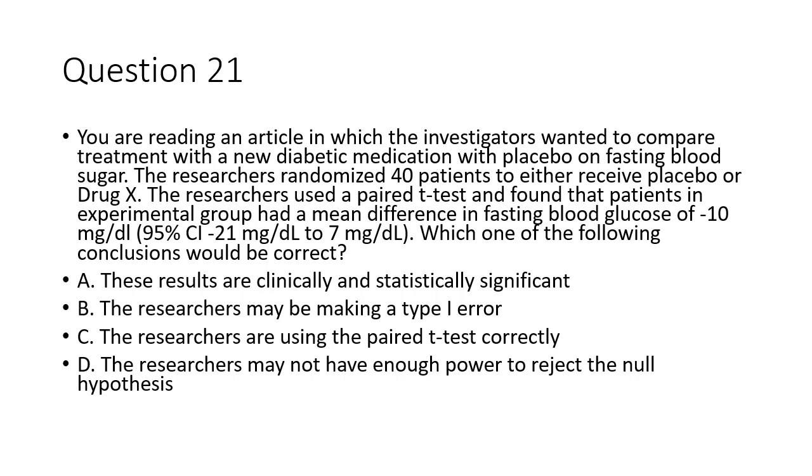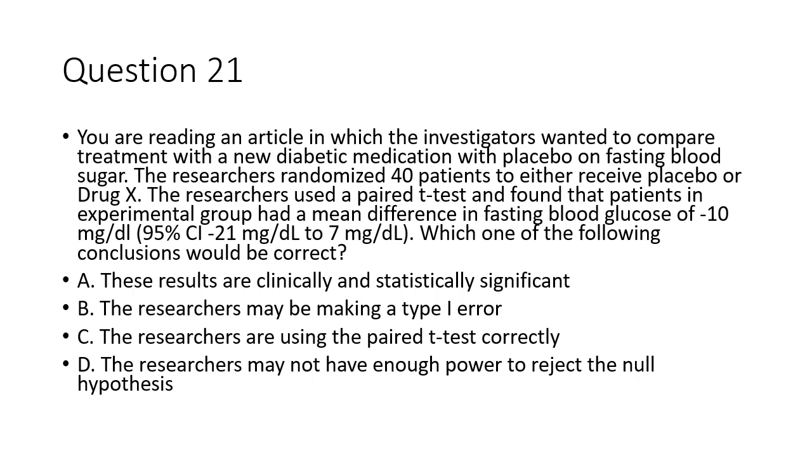So, question 21. You were reading an article in which the investigators wanted to compare treatment with a new diabetic medication versus placebo on fasting blood sugar. The researchers randomized 40 patients to either receive placebo or drug X. The researchers then used a paired t-test and found that the patients in the experimental group had a mean difference in fasting blood glucose of negative 10 milligrams per deciliter with a confidence interval of negative 21 to 7. Which of the following conclusions would be correct?